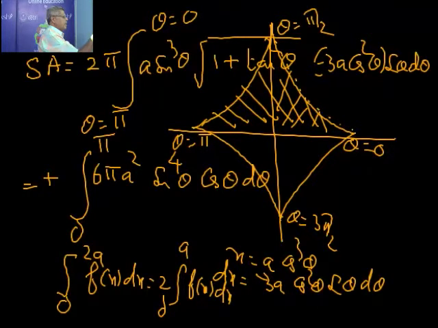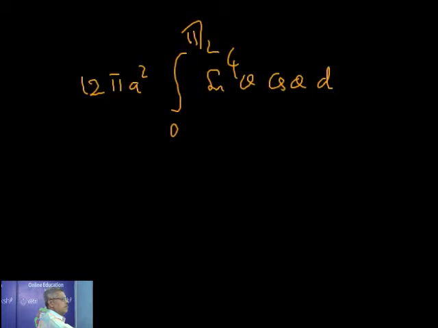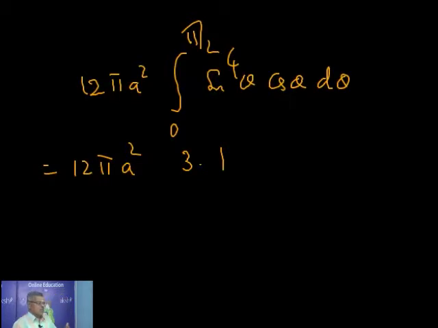So 12 pi a square, integral from 0 to pi by 2, sin power 4 theta cos theta d theta. Now directly we are applying a reduction formula. Reduction formula means if you have 4, start with 3, going on diminishing by 2 until you reach 1 or 2. Here we are reaching 1, stop. If you have 1, start with 1, end with 1.